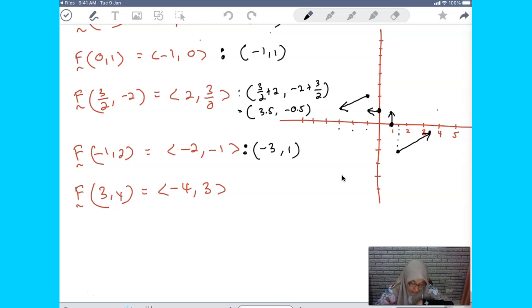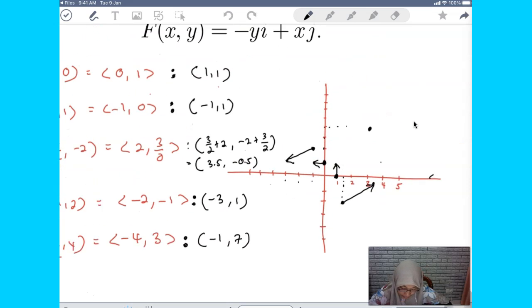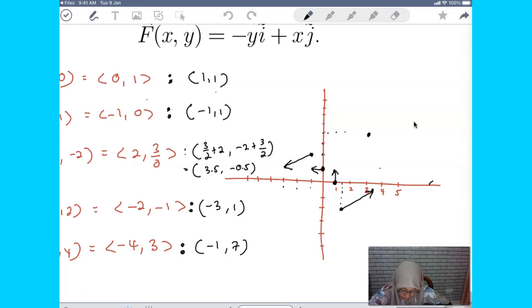Okay. And then at 3, 4. 3, 4, 3, and then 4. 1, 2, 3, 4. 3. Somewhere here. So where is your direction? So to plot, you have to add. So you have minus 1, 7. So minus 1, 7. So 1, 2, 3, 4, 5, 6, 7, minus 1. So that is your direction.